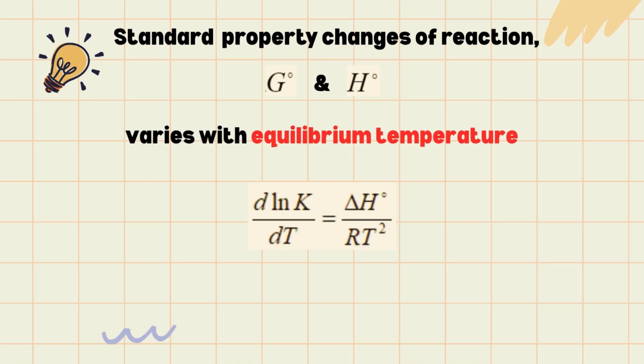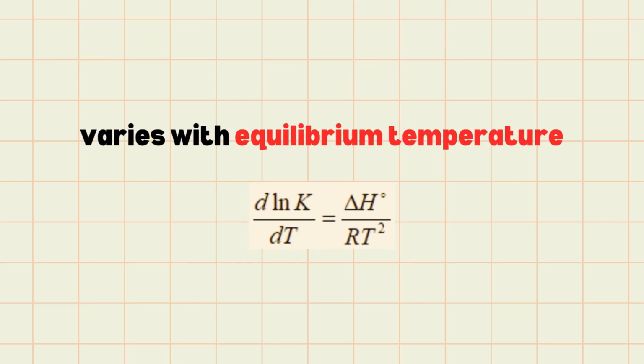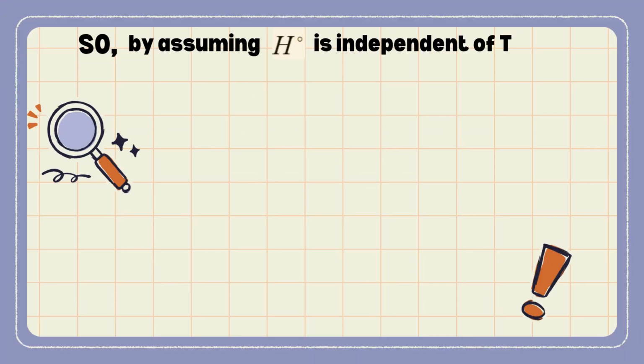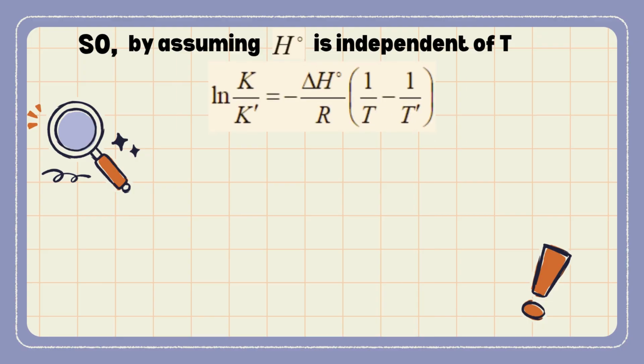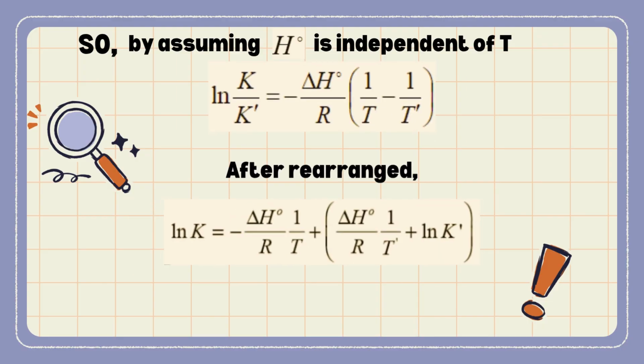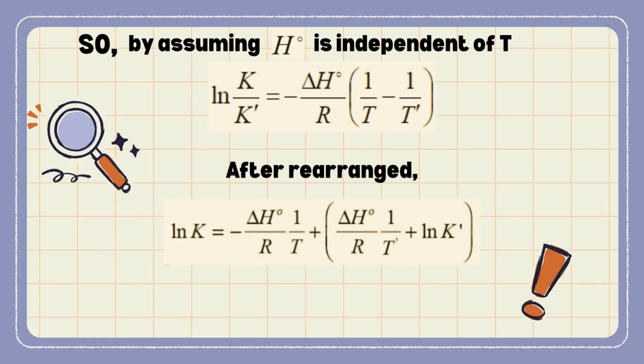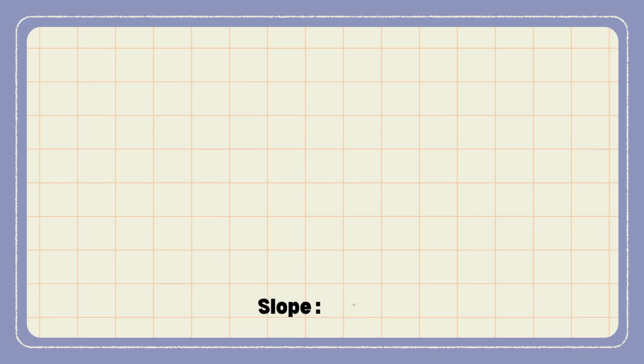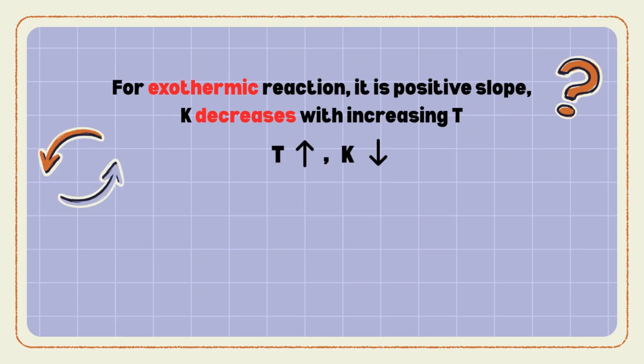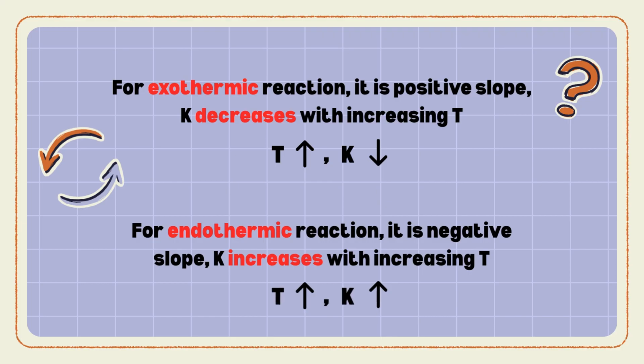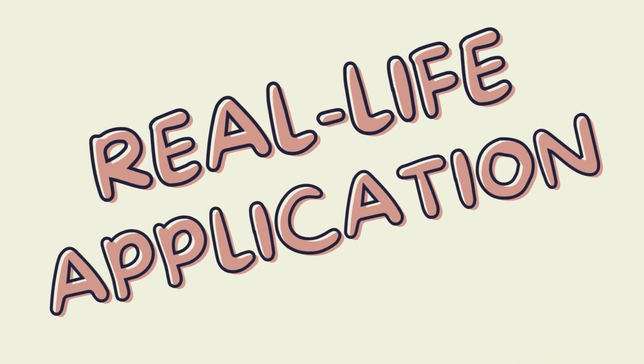Since standard Gibbs energy change of reaction is dependent on temperature, an equation is derived. By assuming standard heat of reaction is independent of T, then Van 't Hoff's equation appears. After rearranging, it shows an equation of a linear line. The negative standard enthalpy change of reaction over gas constant becomes the slope. For exothermic reaction, it is a positive slope, K decreases with increasing T. For endothermic reaction, it is a negative slope, K increases with increasing T.